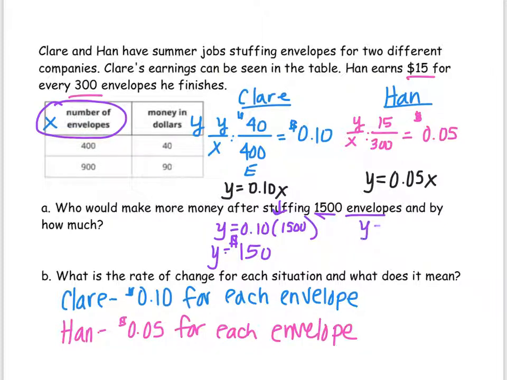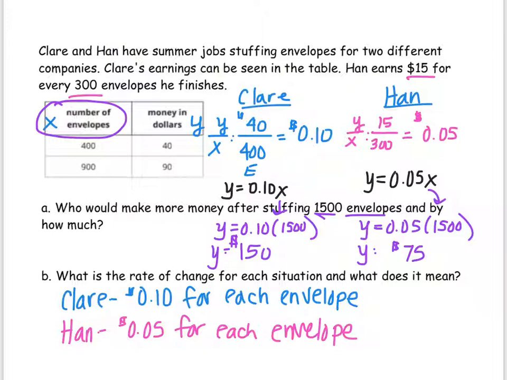So for Han, he gets paid 5 cents, so automatically I know he's going to be earning less. I need to multiply 5 cents, how much he gets for one, by the 1,500, and I get Y equals 75. So he's going to earn $75. Claire is going to earn $150.